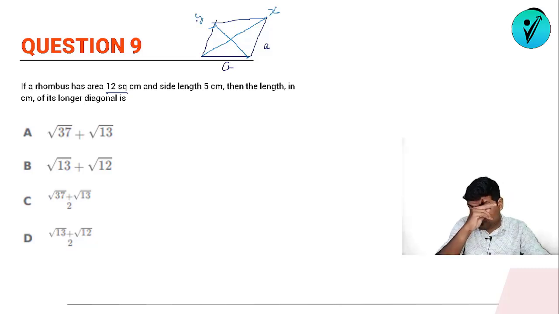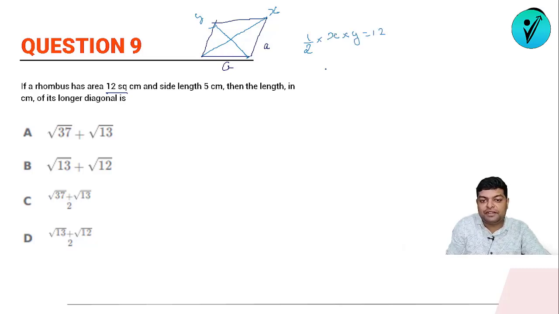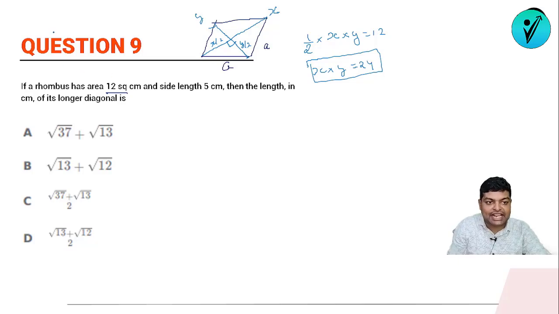So in a rhombus, okay, what is the area of a rhombus? Area of a rhombus is half of diagonals D1 into D2, or we can say that it will be half of X into Y. And as per question, it is 12. So from this we can have X into Y is 24. Also we know that the diagonals of a rhombus bisect at 90 degree. So it will be X by 2 and it will be Y by 2. Using Pythagoras theorem, okay, we can say that X square plus Y square will be equals to 4 times of A square, which is 25.